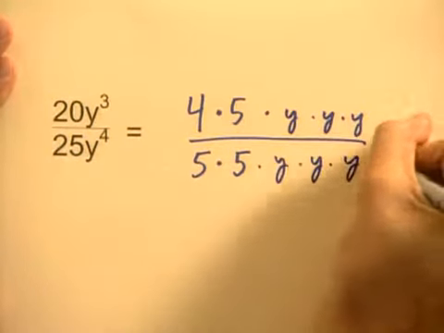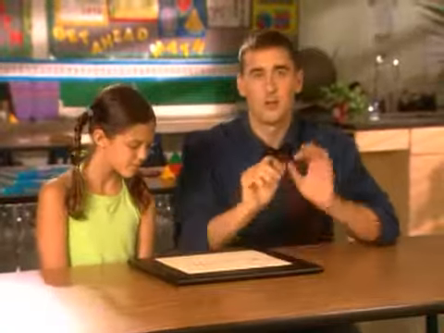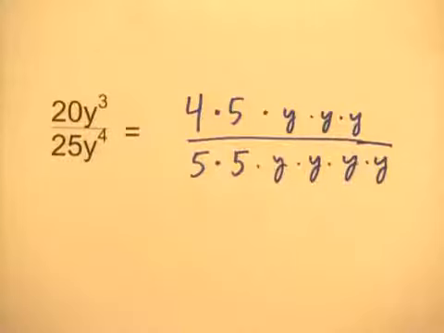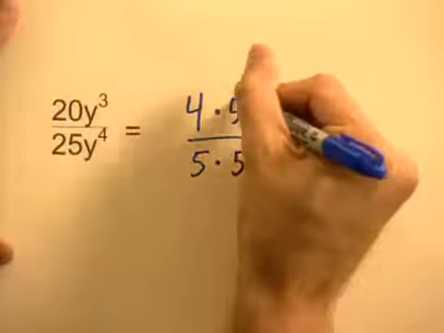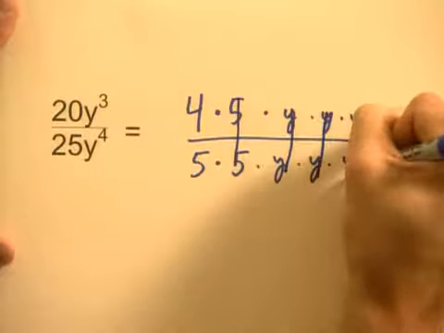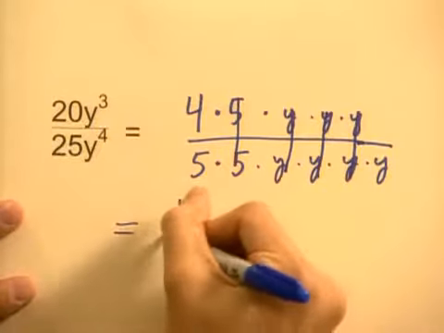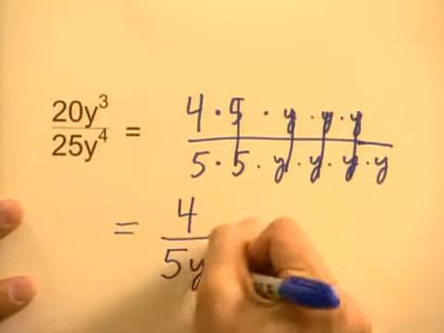That's right, 4 y's. Now, the rule is when we're multiplying a whole bunch of things on top and a whole bunch of things on the bottom, we can cancel out anything that is both on the top and on the bottom. So what can we cancel out in this problem? The 5s and 3 y's. Okay? And that leaves us with a 4 on top and 5y on the bottom.